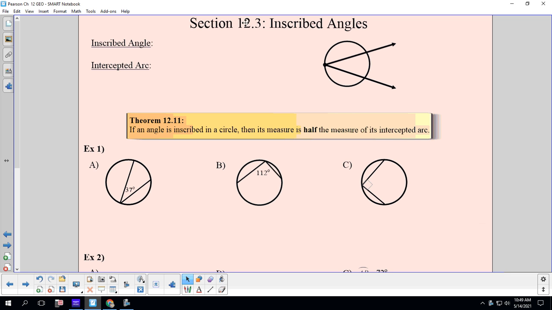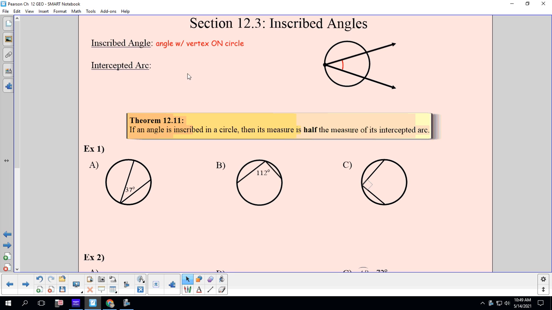Okay, this is Chapter 12, Section 3, Inscribed Angles. We've talked about central angles, which have the vertex at the center. Today we're going to talk about inscribed angles. It is an angle whose vertex is on the circle, so like this one here.